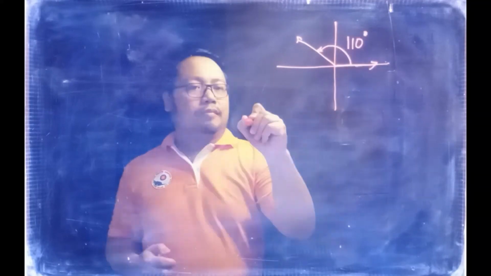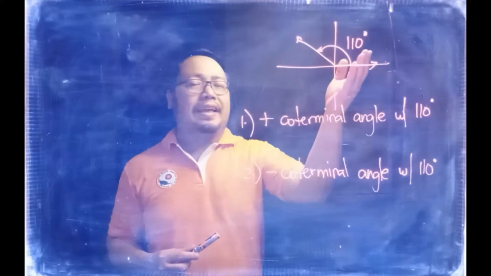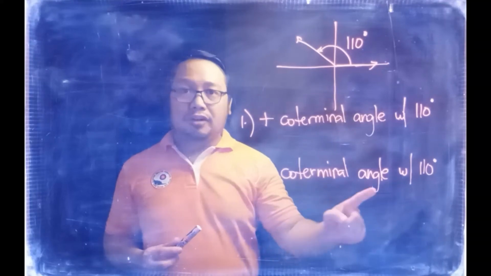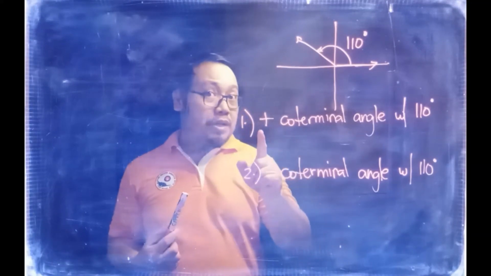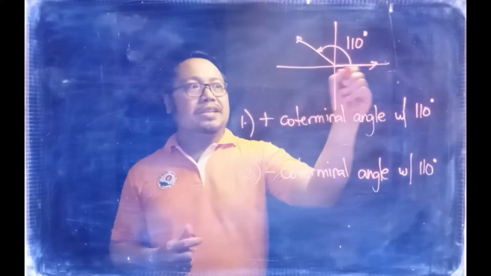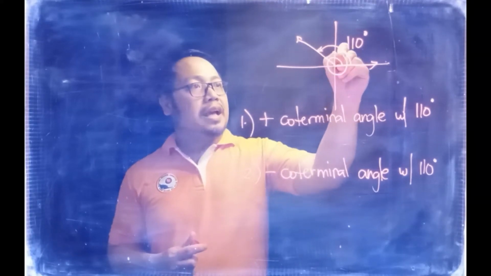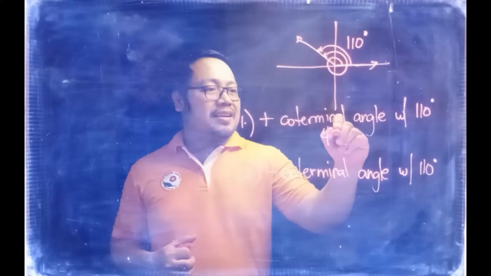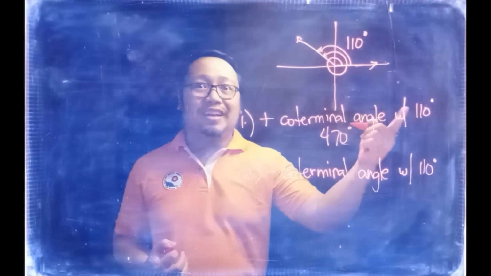So let's try the last example. We're given a bigger angle here, 110 degrees, and we're to find the positive coterminal angle with the given angle and the negative coterminal angle with the given angle. So let's try the positive coterminal. Sharing the same initial side, we have 360 plus 110 equals 470. And that is our answer. So as you can see, they differ by 360 degrees.